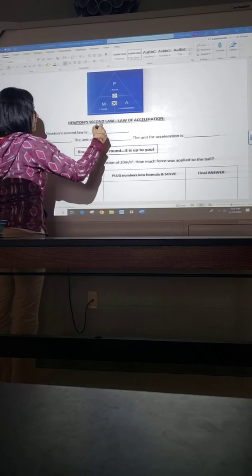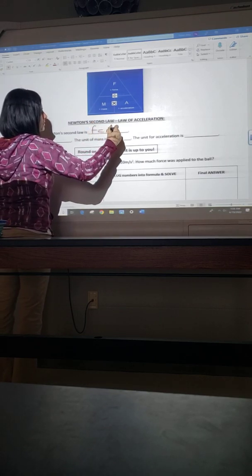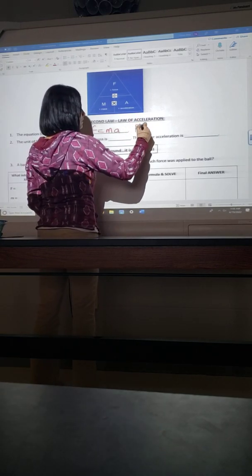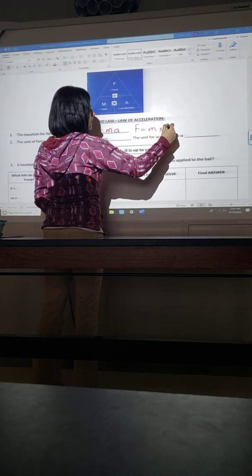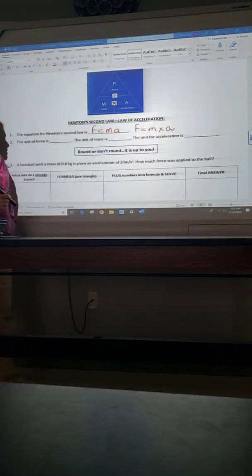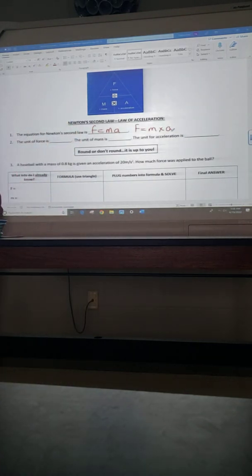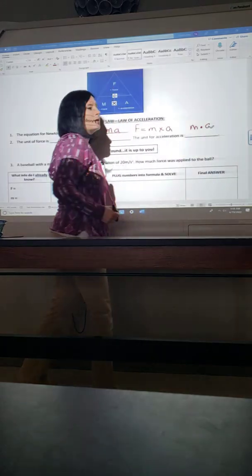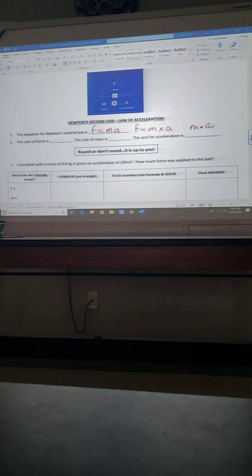Our equation itself, the standard equation for Newton's second law, is force equals mass times acceleration. You can either have it like that, or if you would rather put in the multiplication sign. A lot of times at this point in algebra, you guys are so used to not putting the multiplication sign, or you can put the dot, whatever you're comfortable with is fine with me. I typically just do it like that.